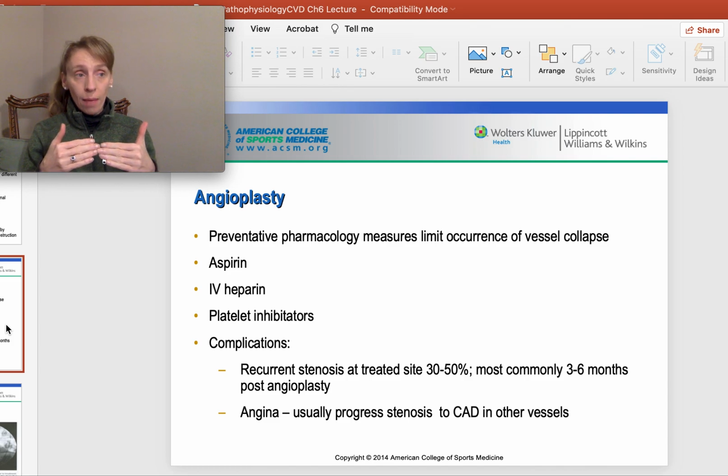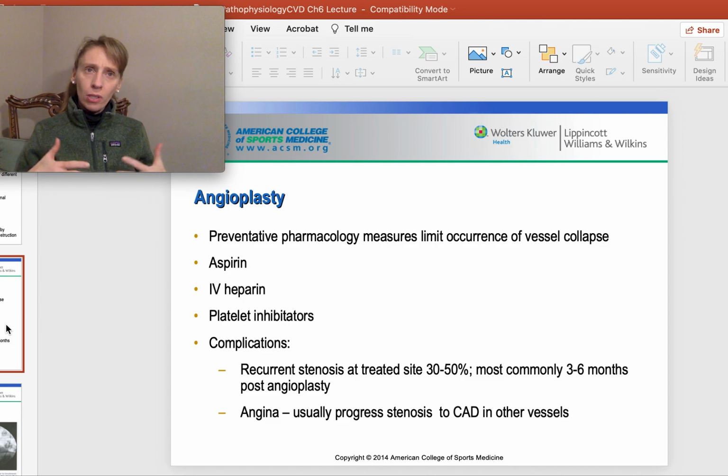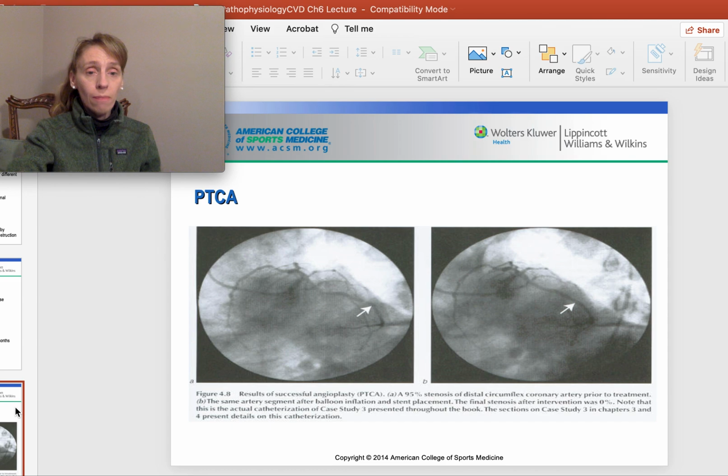So in a rehab setting, that's why we really want to watch their subjective complaints, because if they're beginning to have shortness of breath, a little angina, it could be signs of restenosis happening inside there again that they want to take a look at.